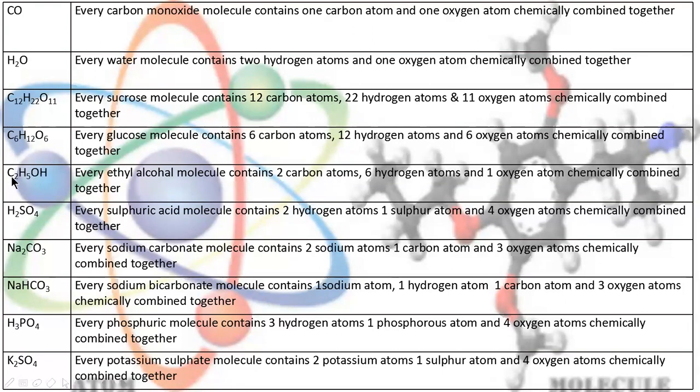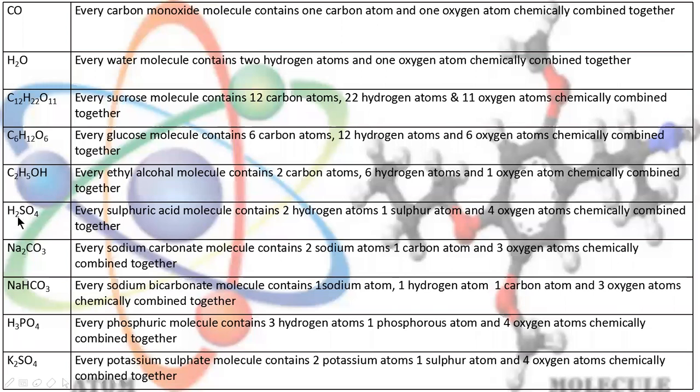Next is C2H5OH. C means carbon 2, H hydrogen 5, O oxygen 1, H hydrogen 1. This is the ethyl alcohol. Every ethyl alcohol molecule contains 2 carbon atoms, 6 hydrogen atoms, and 1 oxygen atom combined chemically. Here we are counting 6 hydrogen because 5 plus 1 is 6.